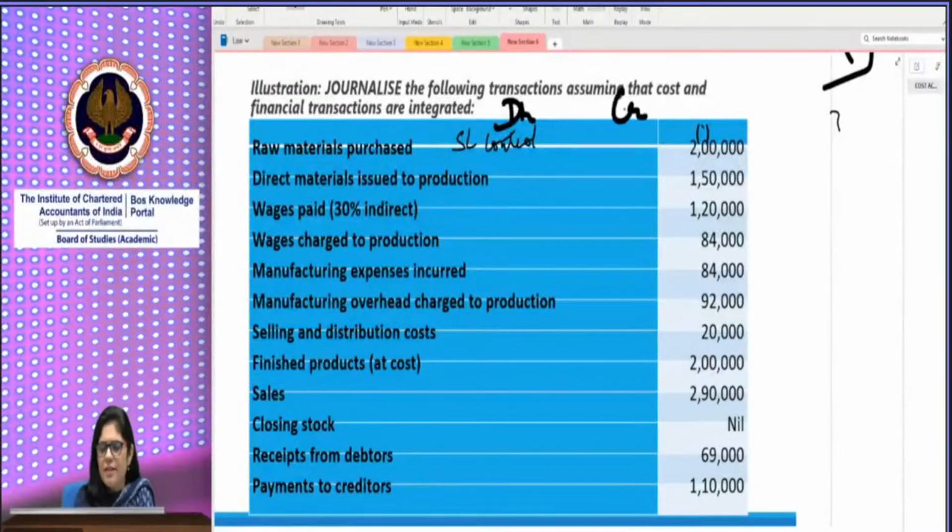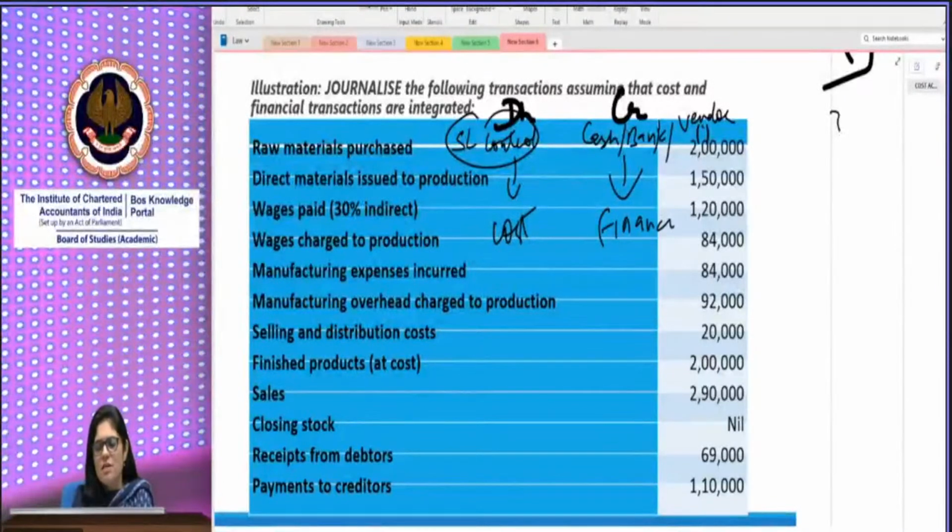Now let me first write the credit. So we will be writing cash or bank, or vendor, whatever you wish to write. You can write cash also, you can write bank also, you can write vendor also. So raw material purchase, now we have integrated. This aspect we have taken of cost and this account we have taken of financial. So we have integrated both. Clear? So both are happy. Cost system is also happy because we have taken their debit aspect, and financial people are also happy because we have taken their cash or bank or vendor account also. This is called the integrated system.